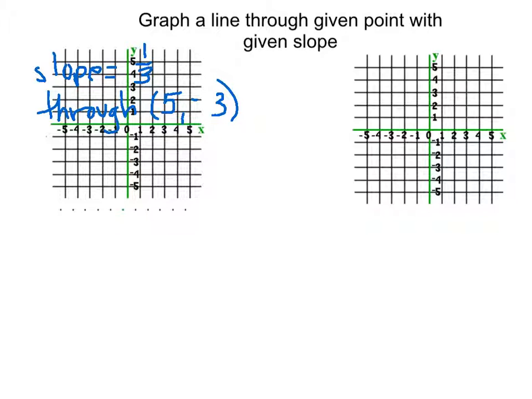Alright, anytime they give you a point, sometimes it will be an ordered pair that they give you. Sometimes they'll give you the y-intercept. You want to start by plotting that. So the first step is plot the point. Alright, so we go over to our coordinate axis. We go from 0, 0, we go over 5 and then down 3. We need to put our first dot there.